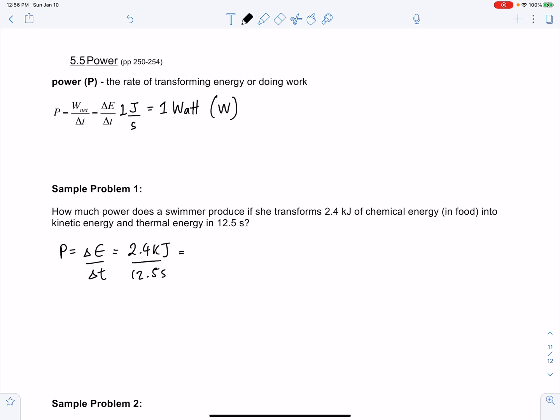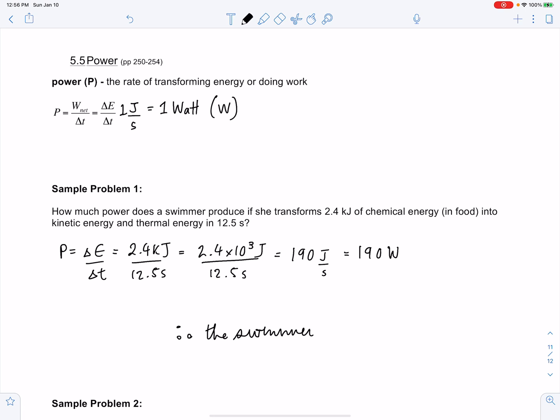Now we have to convert kilojoules into joules, so that's 2.4 times 10 to the power of 3 joules divided by 12.5 seconds. If we punch this into our calculator to two significant digits, we get 190 joules per second. That's 190 watts of power. Therefore, the swimmer produces 190 watts of power.